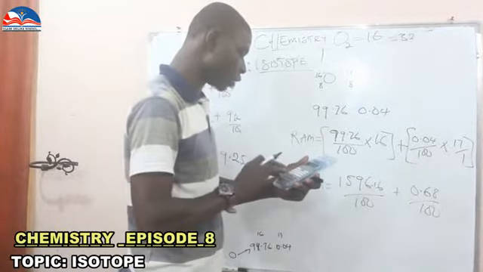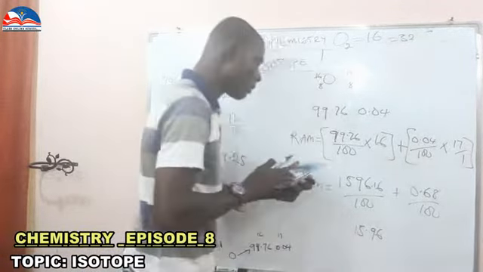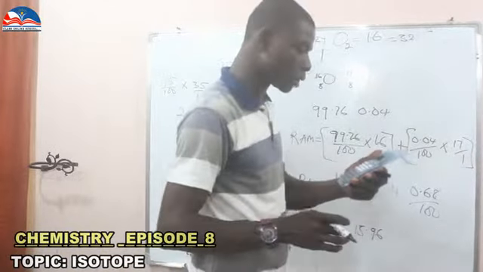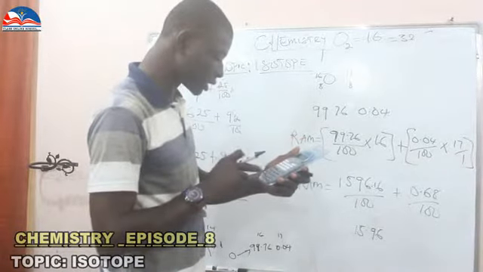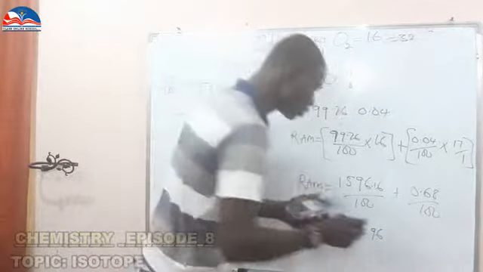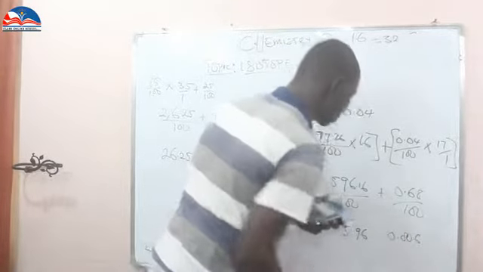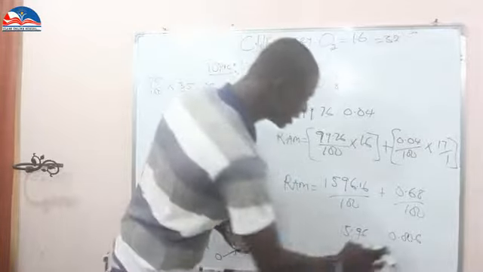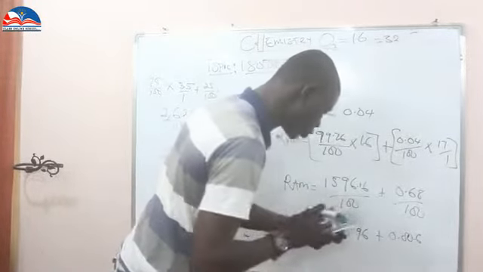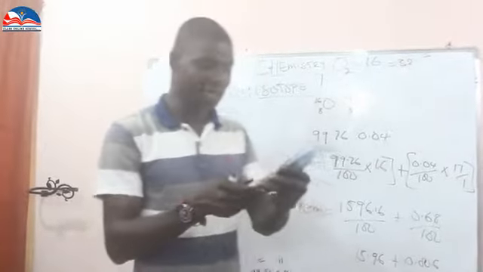1596.16 divided by 100, I'm going to have 15.96. Here, 0.68 divided by 100, I'm going to have 0.006. Now, if I add this 0.006 and 15.96 together, because I still have my addition here, what am I going to have?